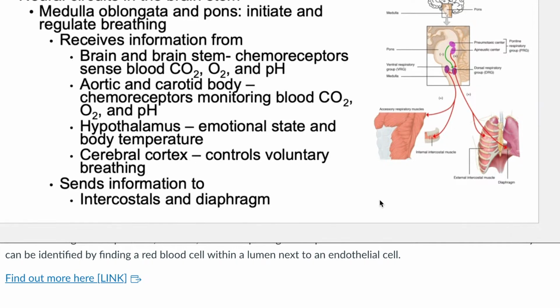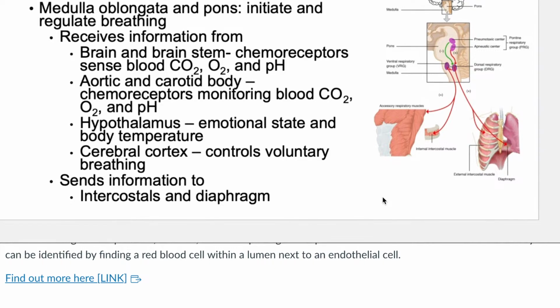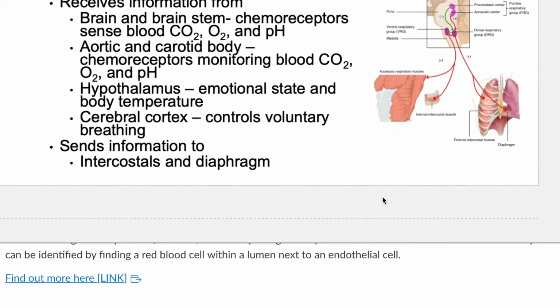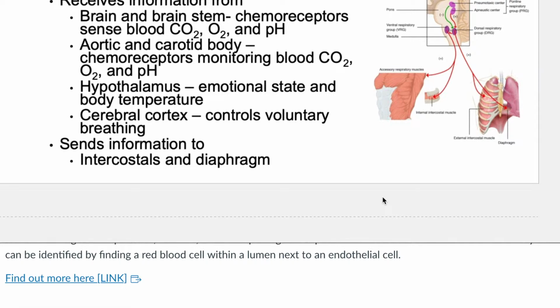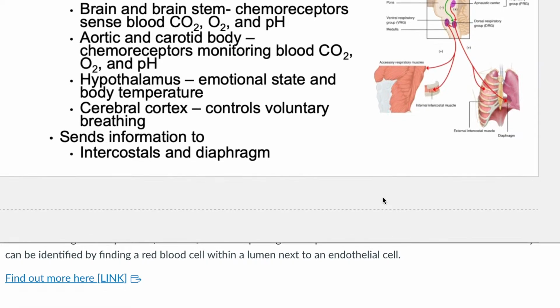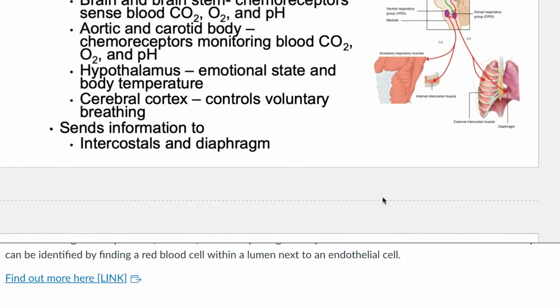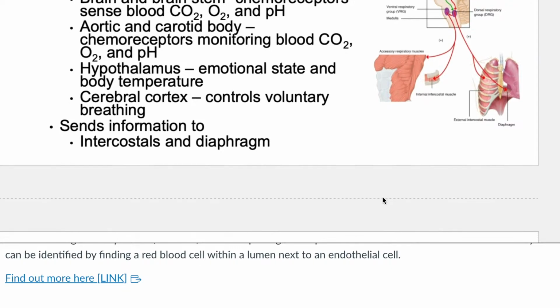So chemoreceptors like CO2, O2, and pH. So yeah, aortic and carotid body. The hypothalamus, emotional state, and body temperature can make you breathe harder or less hard. The cerebral cortex controls voluntary breathing.